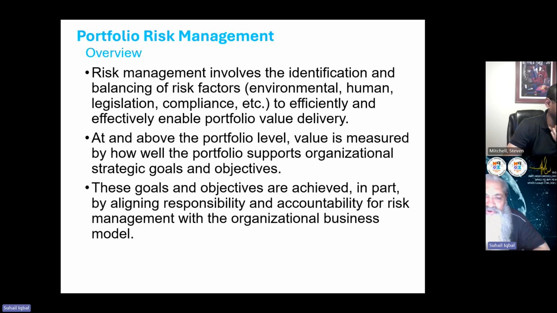Anyways, these goals and objectives are achieved in part by aligning responsibility and accountability for risk management with the organizational business model. Yes, that is the solution. No matter how big the situation, how bad the situation is, think with a cool mind, and you will see that if you can tag your risk management to the organizational business model, you can remain cool and still address the things in a better manner. So yes, this is how you will go ahead.